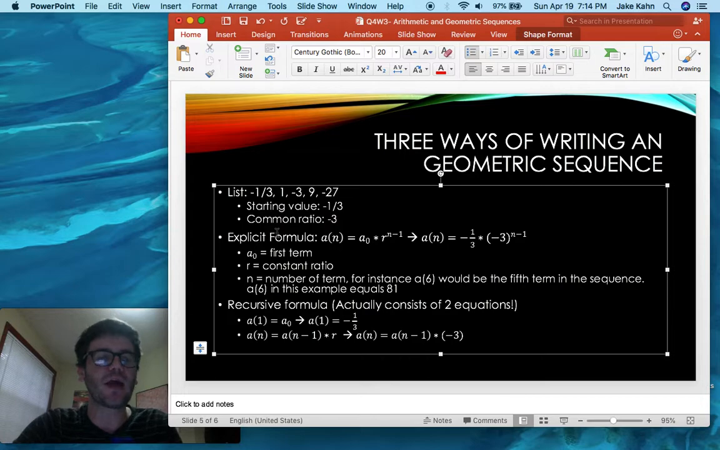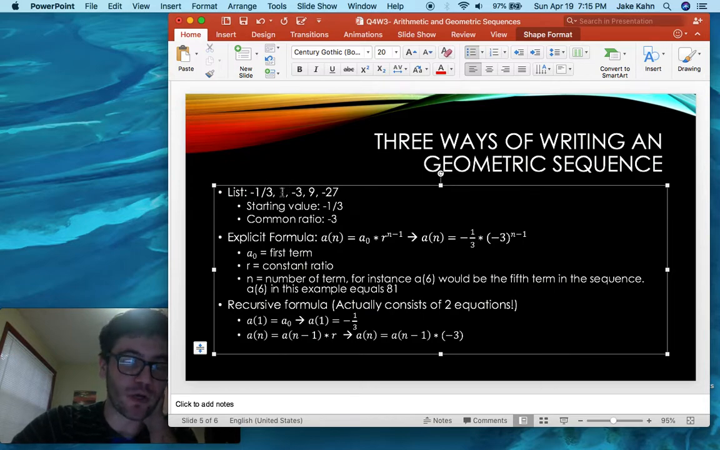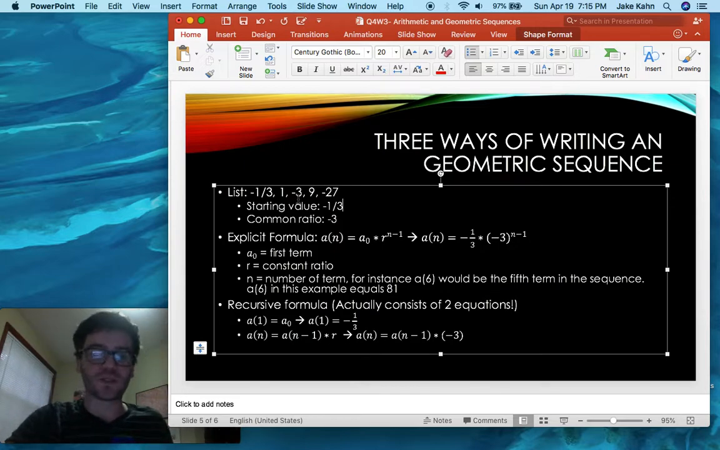And now instead of a common difference, we have a common ratio, meaning if we divide a number by the number that precedes it, what do we get? If we take 1 divided by -1/3, or -3 divided by 1, or 9 divided by -3, if you take a number and divide it by the number that comes before it, that's your common ratio. In our example, you get -3. Hence, our common ratio is -3.